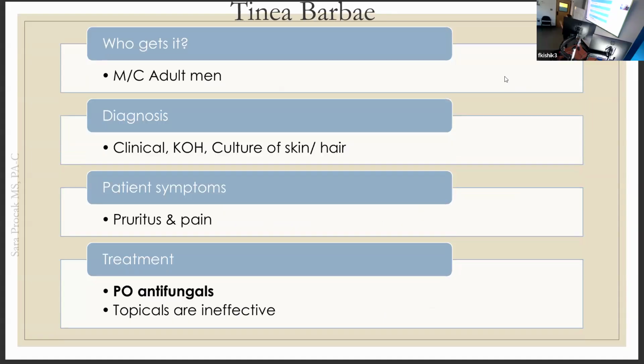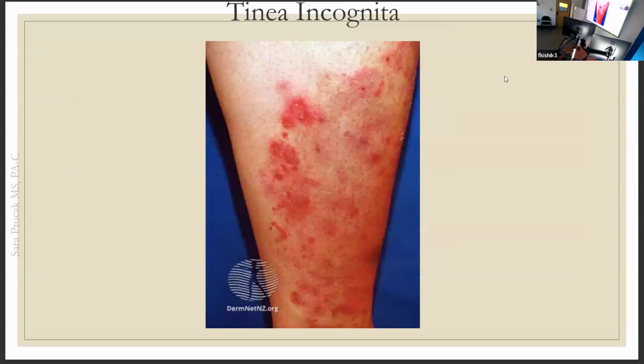So treatment, because it's affecting the hair follicle, is going to be, again, your PO antifungals. Topicals are going to be ineffective. You're going to want to do, though, remember, either KOH, where you pluck out a hair and look at it under the microscope to see if there's fungal elements present versus a bacterial cause, like we talked about with sycosis barbae. You're also going to want to pluck out some hairs to send out for culture as well.